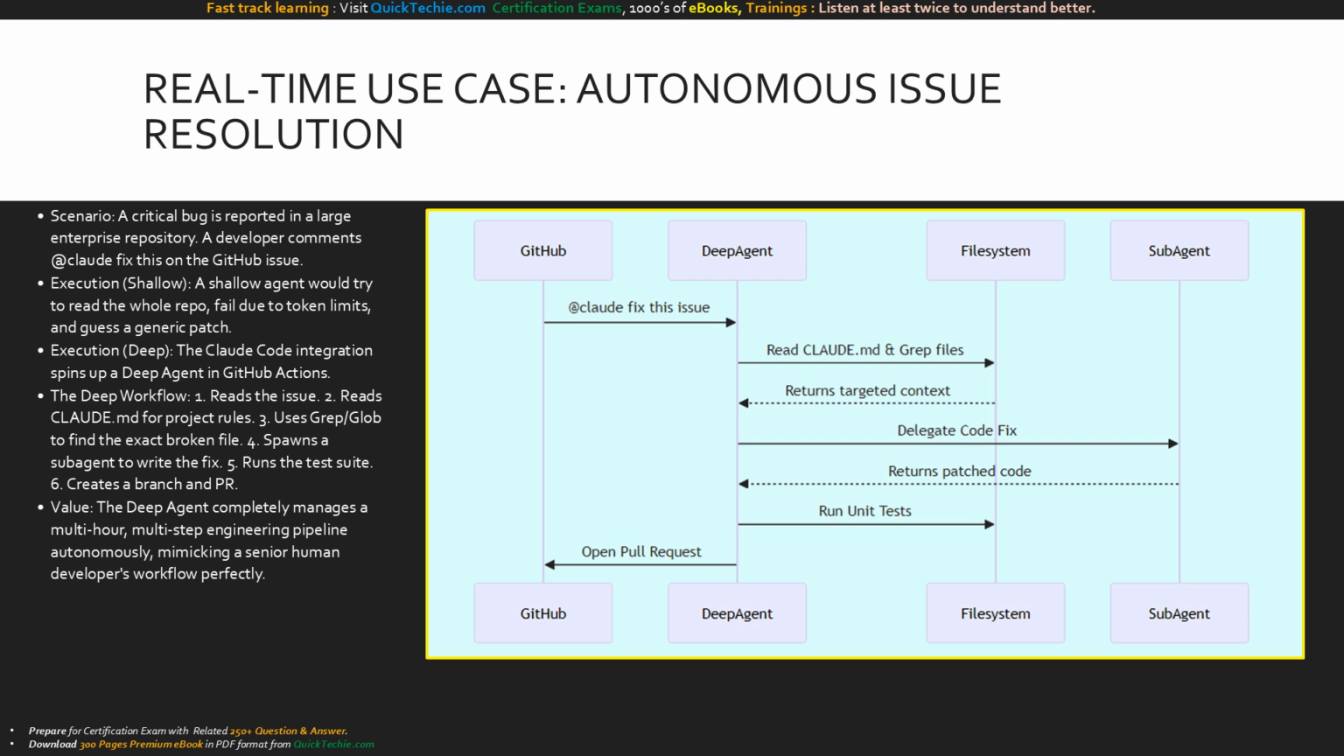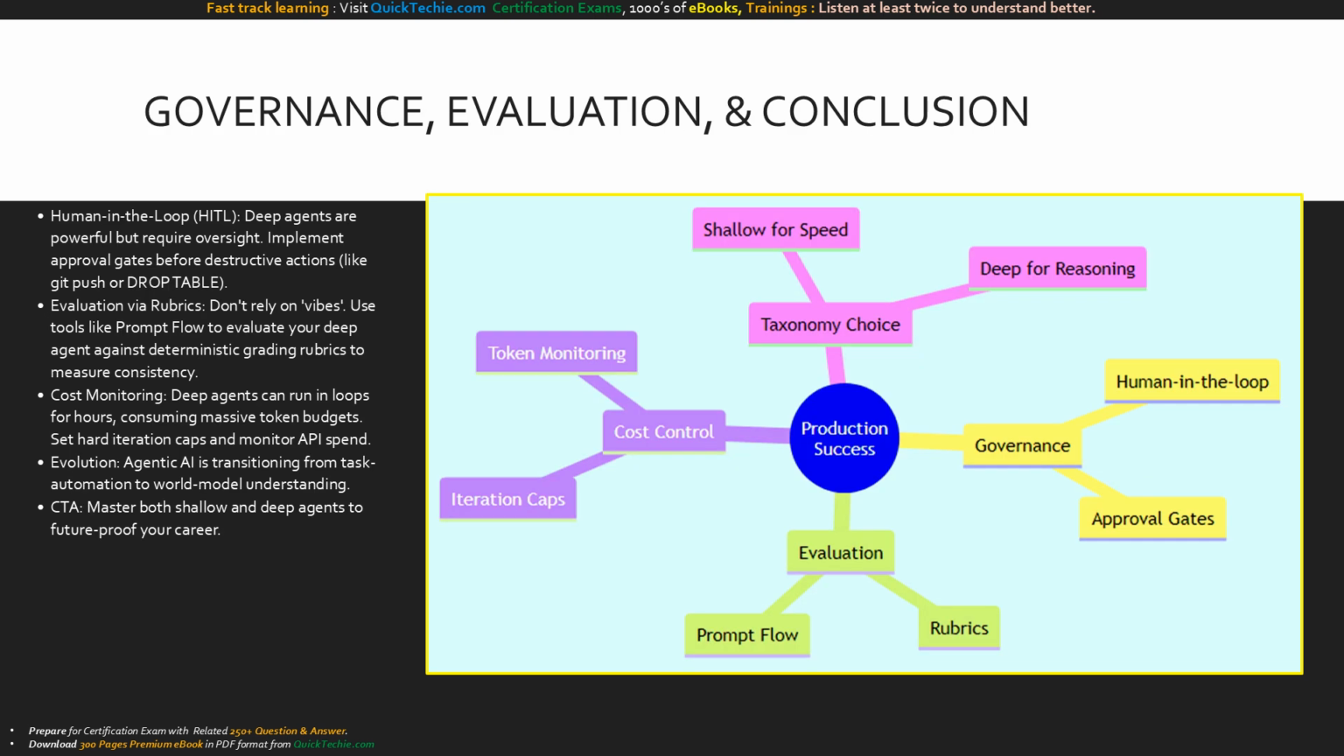Follow the sequence diagram of our deep agent in action. GitHub triggers the deep agent. The agent immediately consults the file system to read Claude.md and grep for context, ensuring it only loads what it needs. It then delegates the heavy lifting to the subagent, which returns the patched code. The deep agent verifies the work by running unit tests on the file system, and finally, pushes the polished pull request back to GitHub.